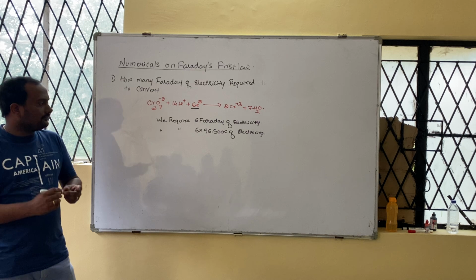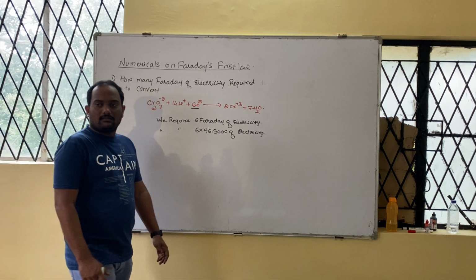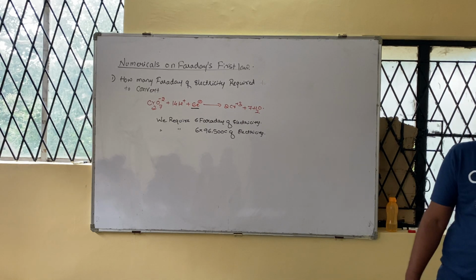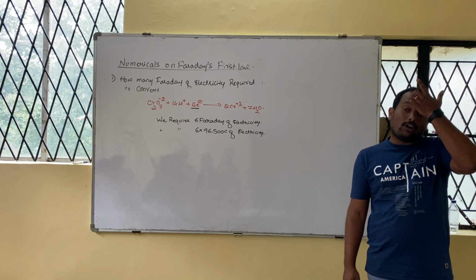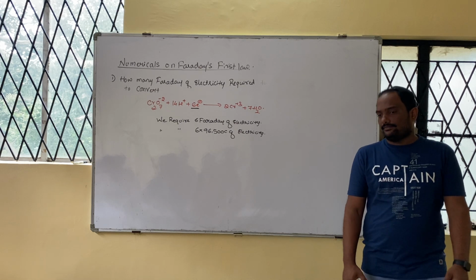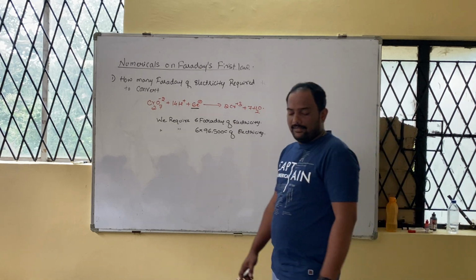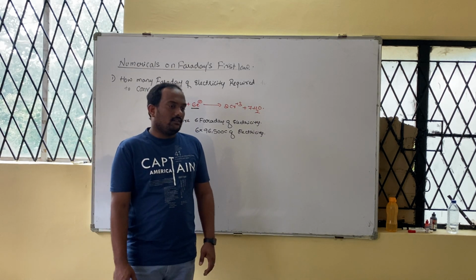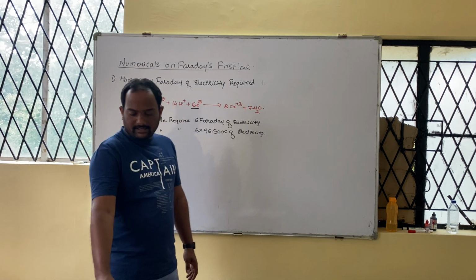Right. Any doubts here? See, if electrons are given, what do you do? Directly take the electron as a reference. If electrons are not given, then what do we do? Go for oxidation. Simple. I hope you understand it. Any difficulties? So this is one set of numericals on Faraday's first law. Go with the second one.